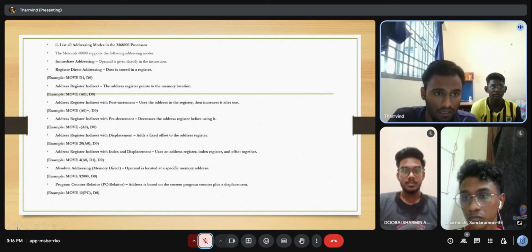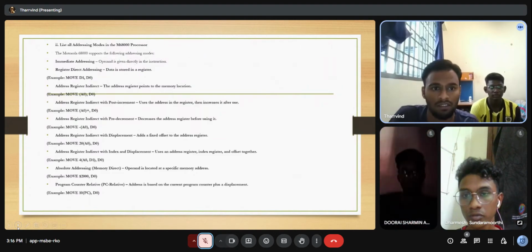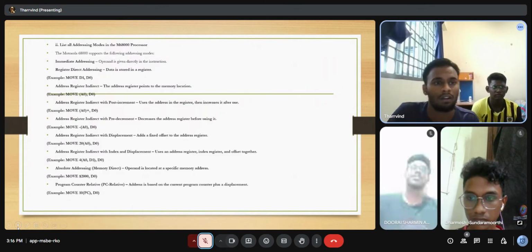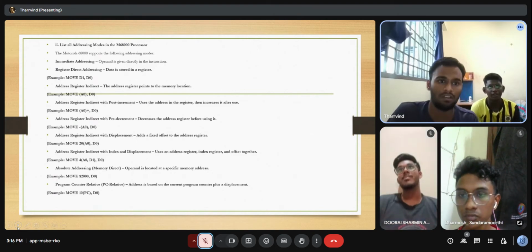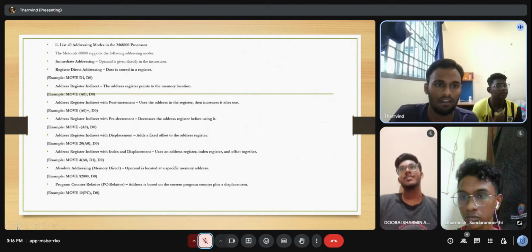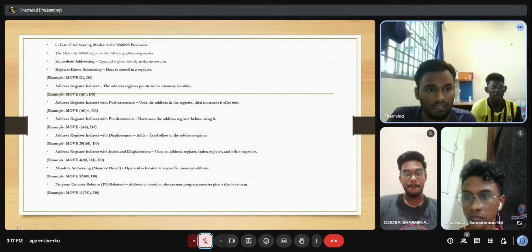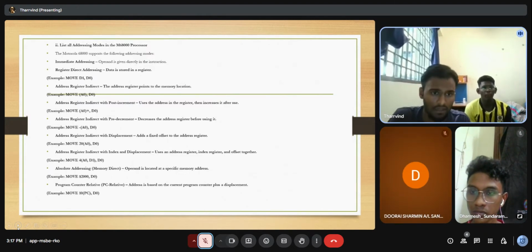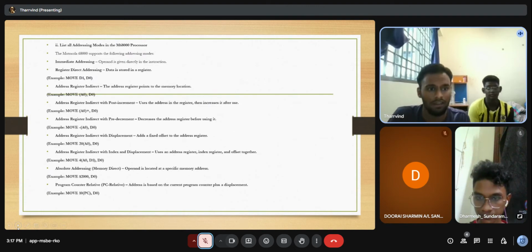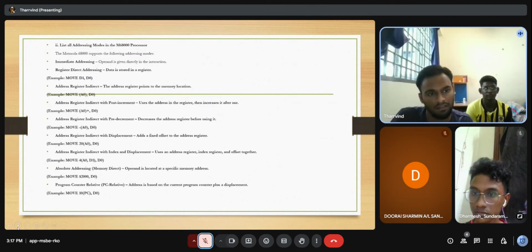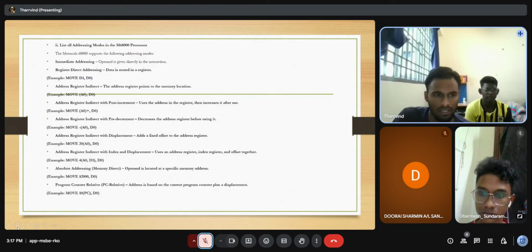The second question is: list all addressing modes in the M68000 processor. The Motorola 68000 supports the following addressing modes. Immediate addressing: the operand is given directly in the instruction. The second one is register direct addressing: data is stored in a register. The example is MOVE D1, D0. The third one is address register indirect: the address register points to the memory location. An example is MOVE (A0), D0.